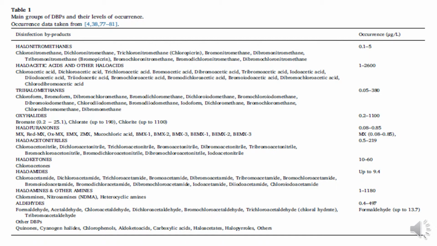Around 700 DBPs have been discovered worldwide, but only a subset of these have been evaluated for risks to human health. Along with bromate and chlorate, the 11 regulated species of DBPs include trihalomethanes, which are referred to as TTHMs or THM4, and haloacetic acids, which are also referred to as HAAs or HAA5.